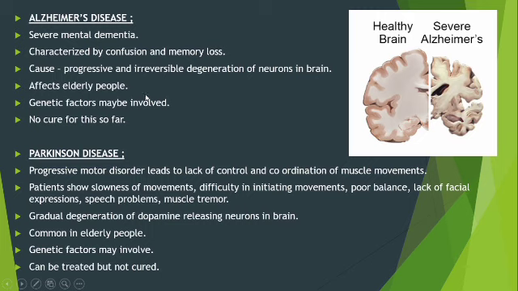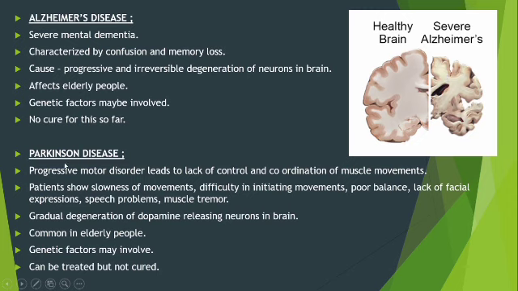The cause of the disease is progressive and irreversible degeneration of neurons in the brain, especially in the cerebral cortex, with deteriorating mental function. This disease affects elderly people. Genetic factors may be involved. So far, there is no cure for Alzheimer's disease. So here you can see a comparison between a healthy brain and a brain affected with severe Alzheimer's disease. There you can clearly see how the irreversible degeneration of neurons and nervous tissue has occurred.